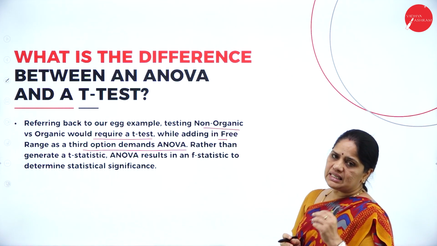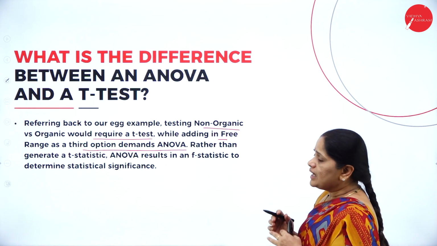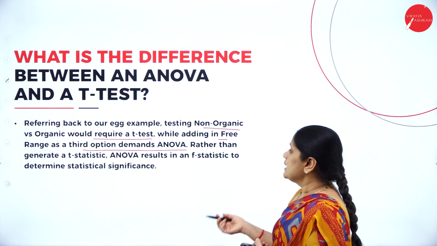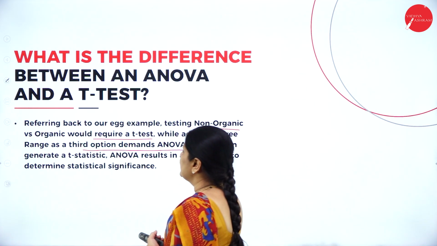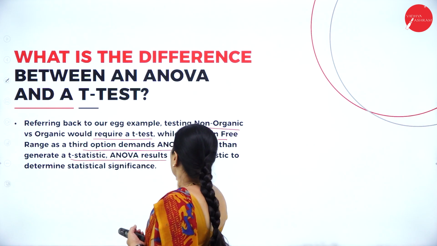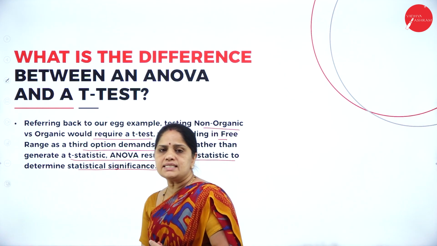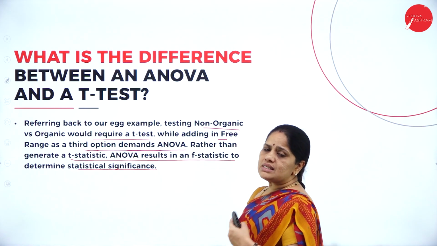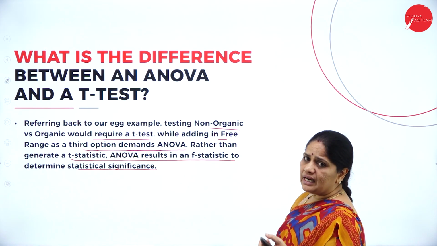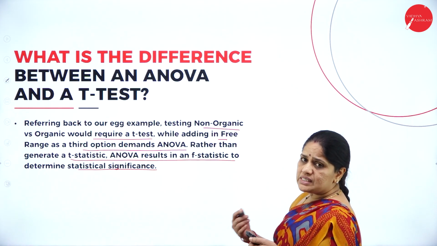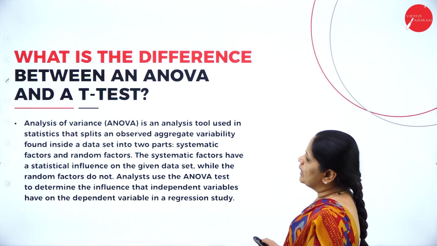So, a t-test can be done only with two variables, but if there are more than two variables, then we have to use ANOVA. Rather than generate a t statistic, ANOVA results in an F statistic to determine statistical significance. So, what is the result of ANOVA? With the help of ANOVA, we can get the F value. F equals the variance, and that value we can get with the help of ANOVA.